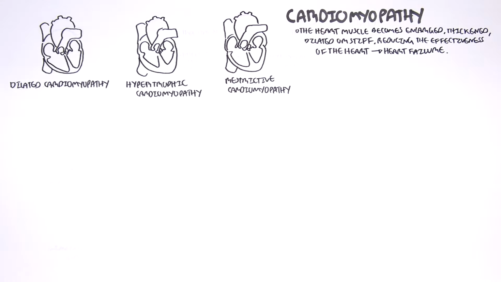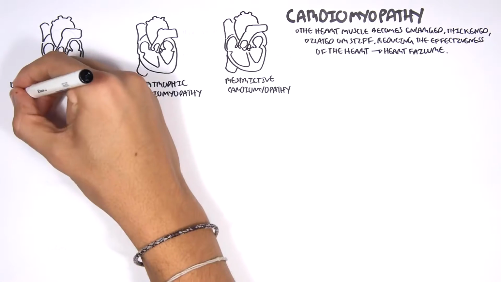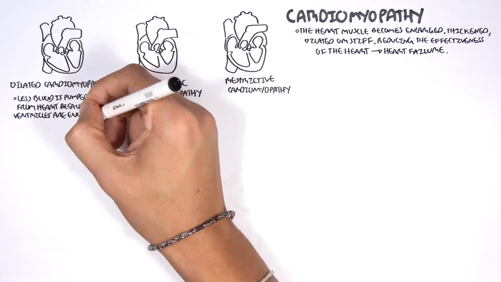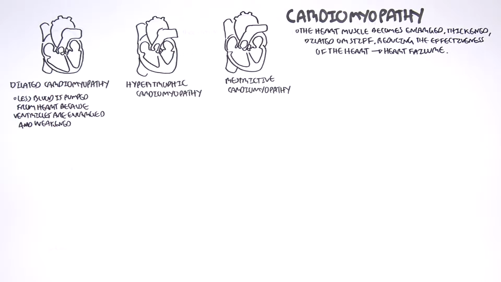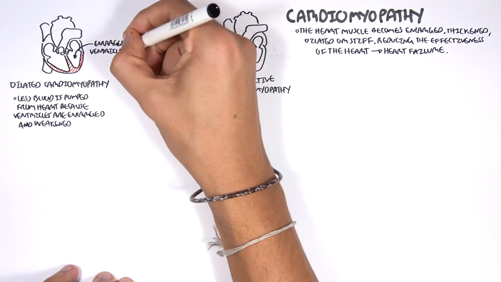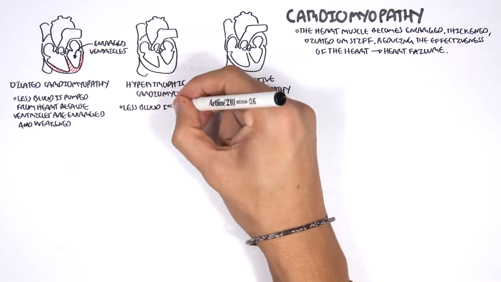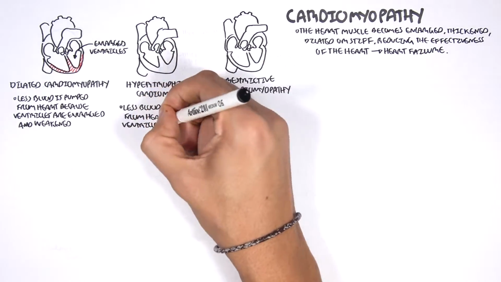Dilated cardiomyopathy is when there is less blood pumped from the heart because the ventricles are enlarged and weakened. And dilated cardiomyopathy can lead to systolic heart failure with a big decrease in ejection fraction. So we have enlarged ventricles with dilation.